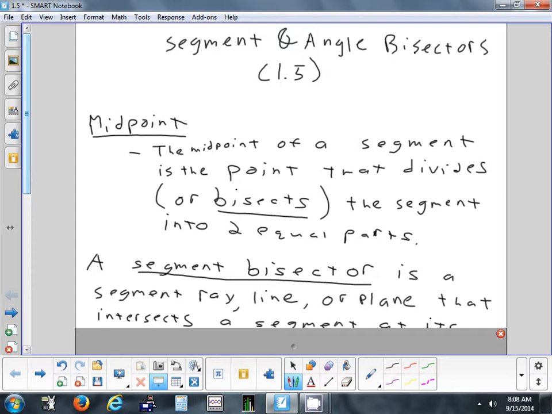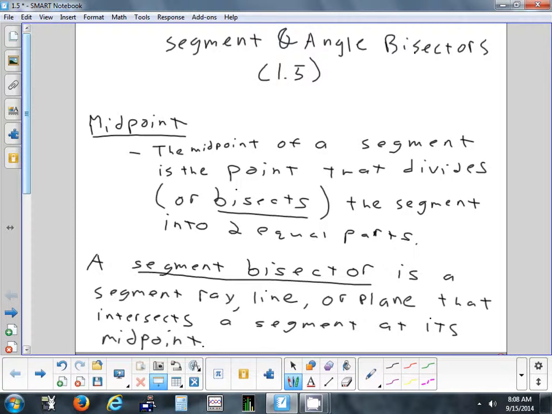Give people a second to copy that down. So if you draw either a ray or a line or a plane, any of those things right through the midpoint, that's called a segment bisector.